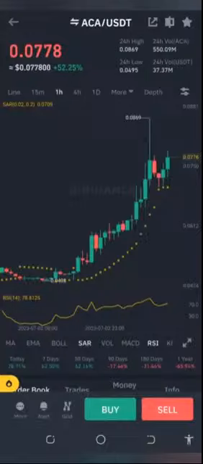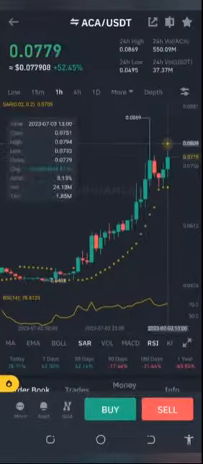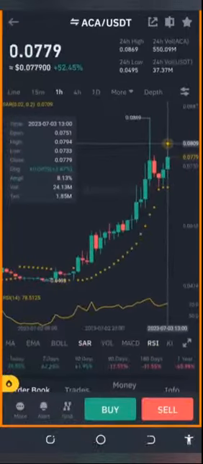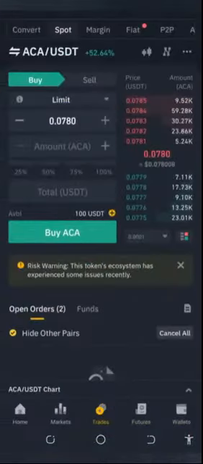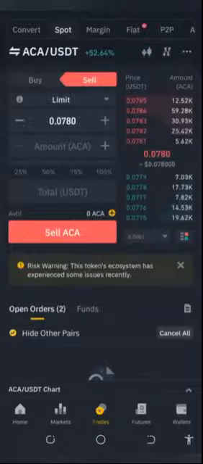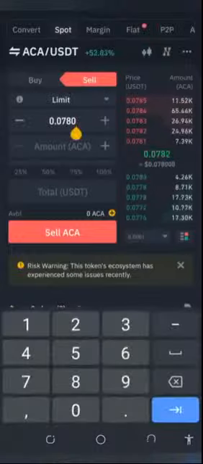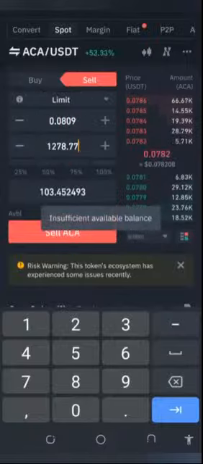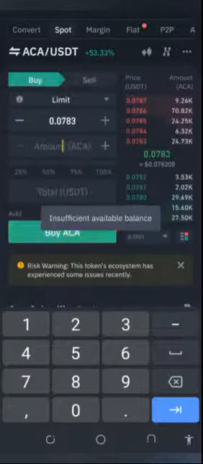Okay, let's not be that outrageous, but maybe somewhere on top of here. So let's see what that gives us. Okay, 0.809. All right, let's get into it. So we put in the sell, and then we put in 0.0809. All right, so let's put that there.